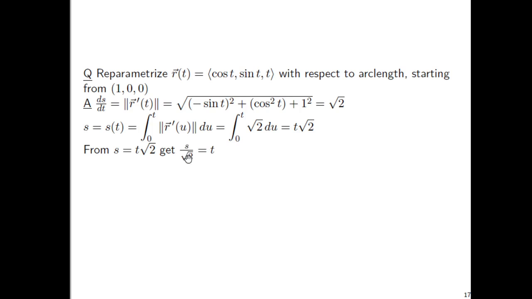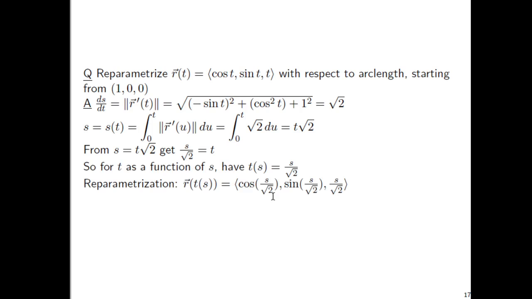So this s over root 2 is what the previous slide is referring to as t of s, right? That's how you write t in terms of s. Okay, so t as a function of s, you have t of s is equal to s over root 2. And now here's the re-parametrization. Really, you got to go back to what the previous slide said. Sorry for this, but it really is just literally taking the r of t in the beginning and composing. If you want to call it composing, you can call it that. It's r of t of s.